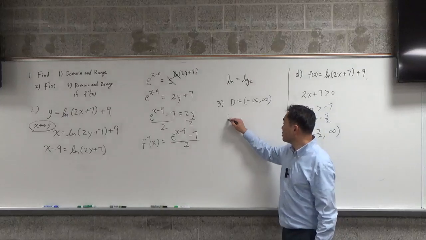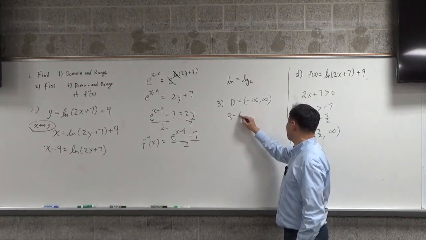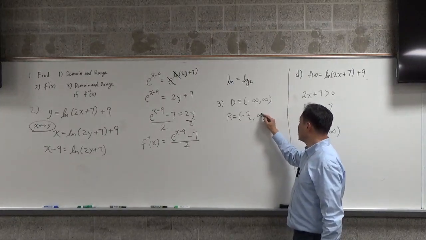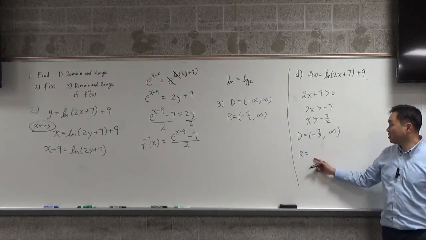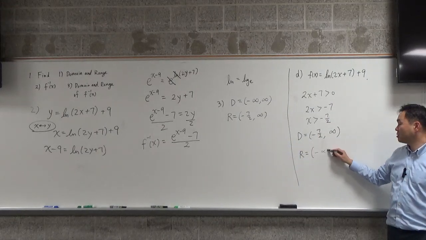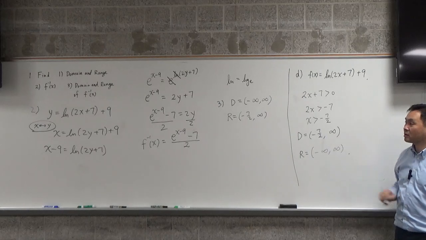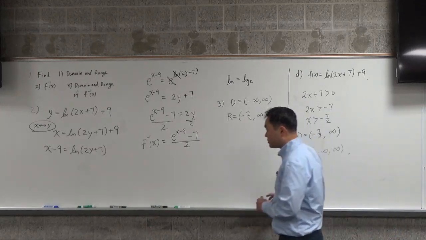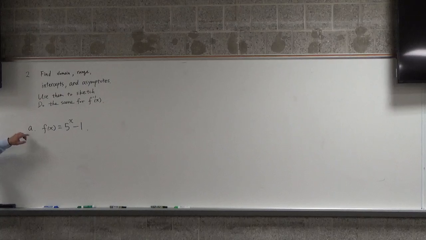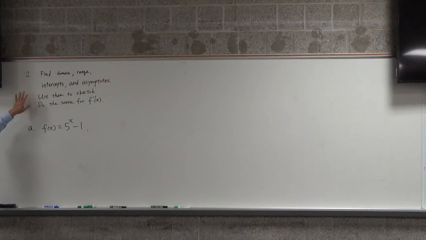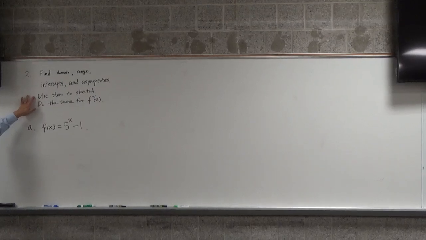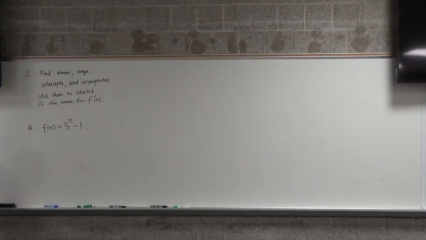What's the range? Okay. What's the range here? Okay. That's what you do. Next question asks for the function f of x: domain, range, intercepts, and asymptotes. And you have to draw the graph using all the information you get there. Okay.